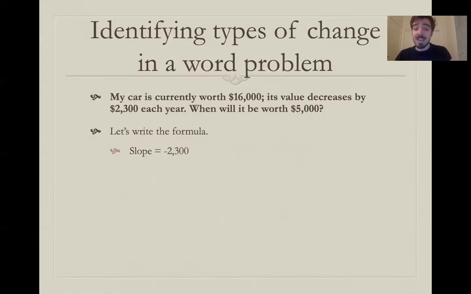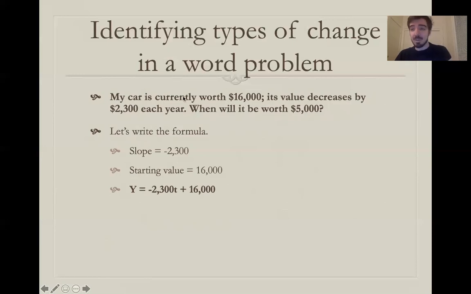Slope is negative 2,300, because it's dropping by 2,300 each year. Starting value, when you bought it, or when you had it initially, was 16,000. So plugging those in, here's our formula.